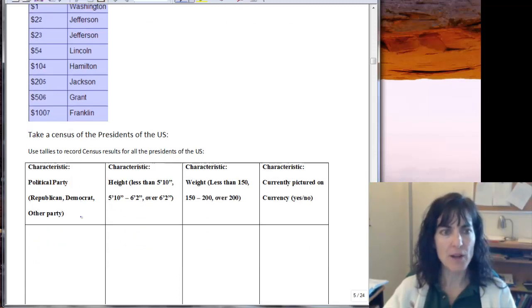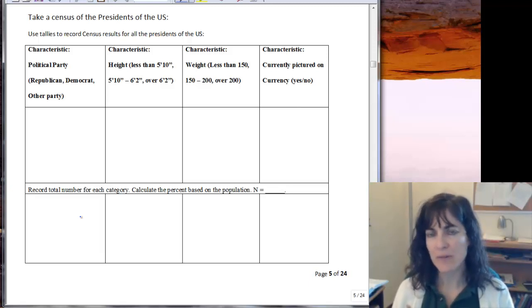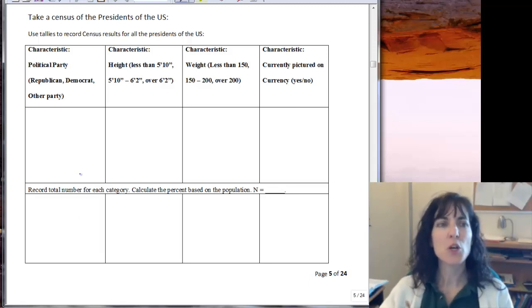And the final thing I want to do is, normally if you're doing research, what you will do is decide on what are the questions that we want to ask of all the people that we're going to survey, or of all the people that we're going to take a census for. And I've already done that because I only had certain information available. So I decided we would look at the political party for each president, their height, and then I made categories based on the information that I had.